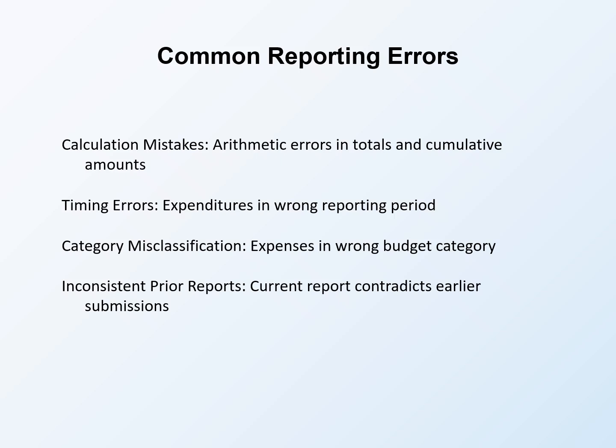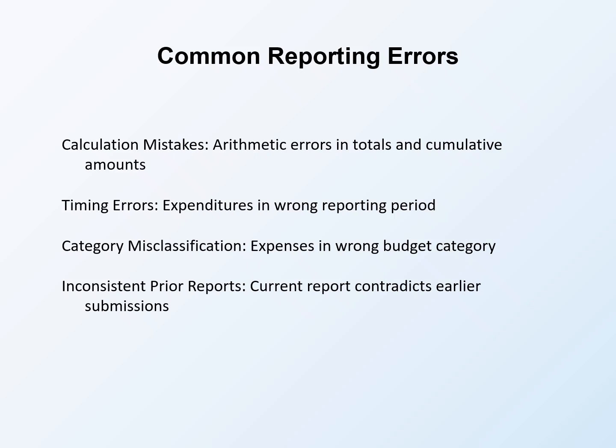Timing errors place expenditures in the wrong reporting period. An expense incurred in one quarter but reported in another distorts both periods. Understand the reporting period covered and ensure expenses are properly allocated to the period in which they were incurred or paid, depending on your accounting basis.